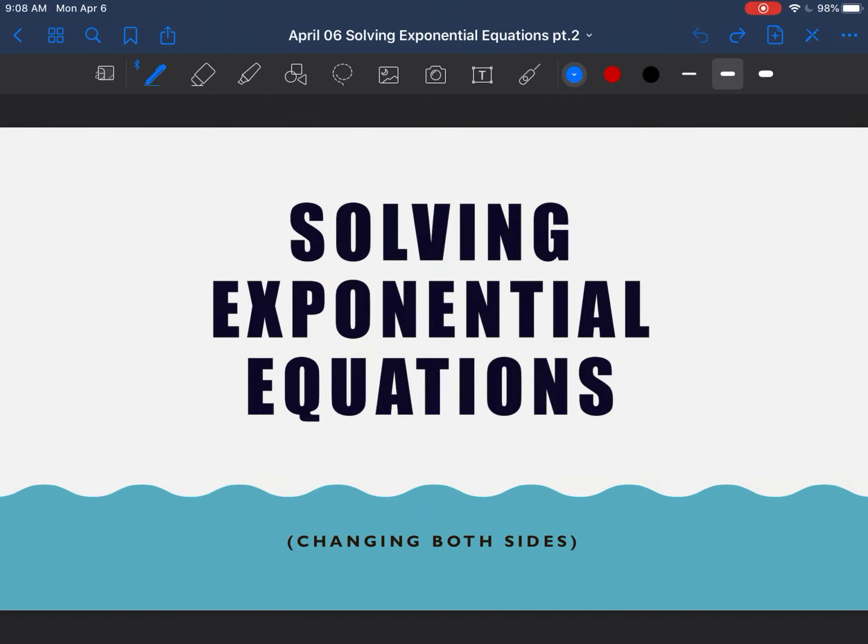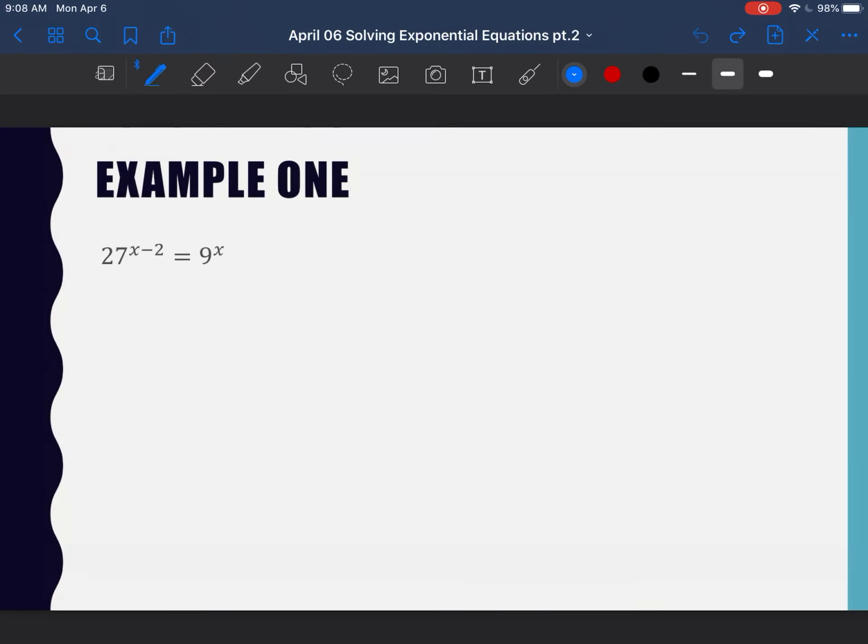So today's lesson we're going to be solving exponential equations. That's actually what we did the last lesson also. The only difference between the two is last week we did ones where you only had to change one side. This week we're doing the little bit more difficult ones where you have to change both sides. So let's just jump into the first example here.